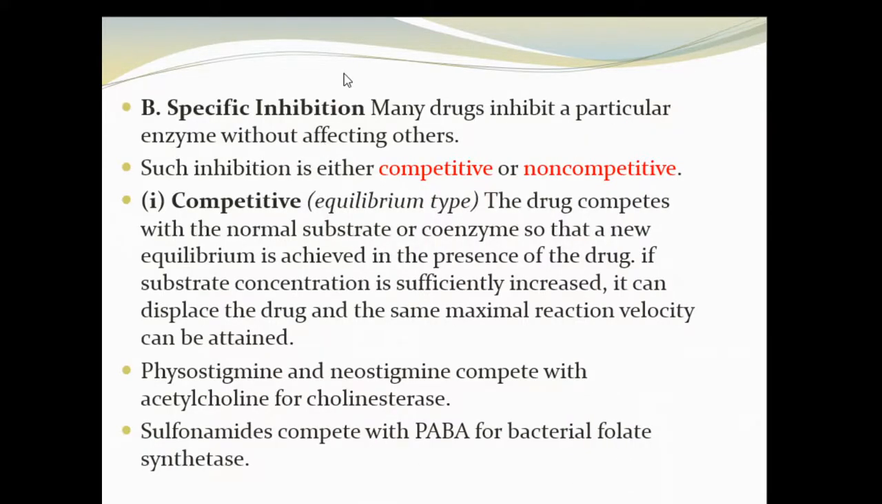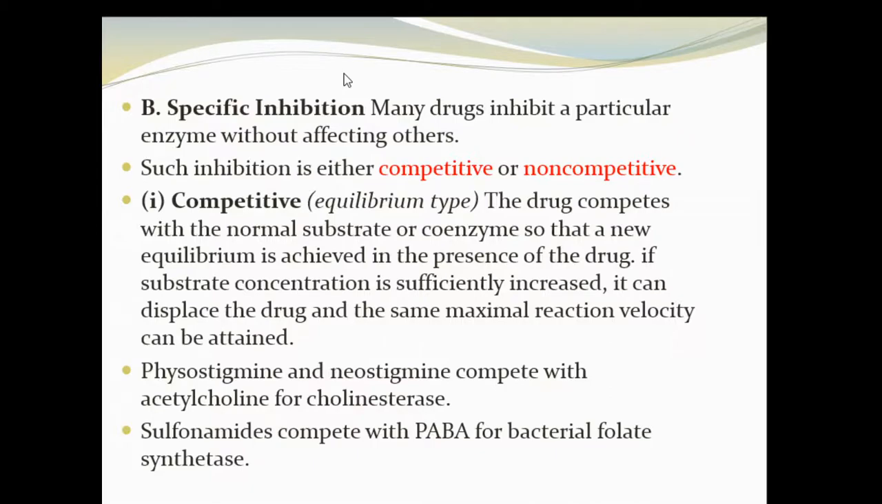Next, specific inhibitions means these drugs inhibit a particular enzyme without affecting others. So the target will be specific enzymes. In this category we have two types. Either we can inhibit the enzyme by competitive or non-competitive mechanisms. As we have seen in the animation, in competitive, the drug and the substrate will bind to a particular site on the enzyme and there is competition between them. That is called competitive inhibition.